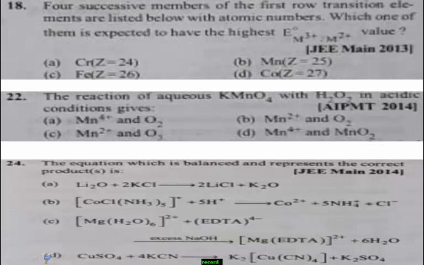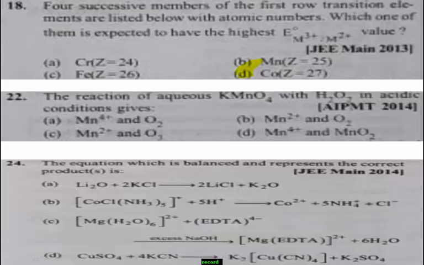Remember, from the standard reduction potential, it can be seen that cobalt has the highest tendency to reduce into the +2 oxidation state because its reduction potential value is maximum, at 1.97 volt. Therefore, the right answer for this question is option D, cobalt, which has atomic number 27.